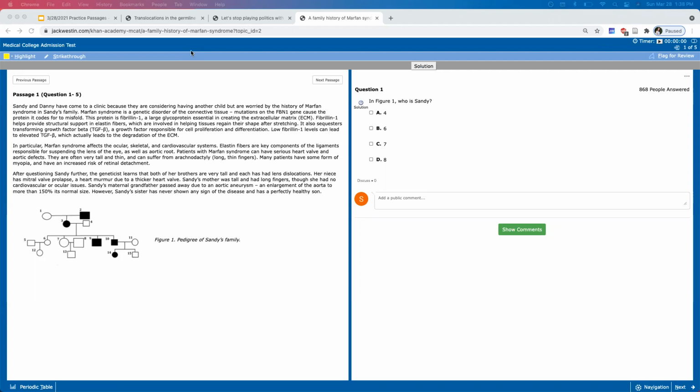Okay, great. So how did you guys find this passage? So this was just a basic pedigree, and they described some of the symptoms and how to tell. Does anyone have questions on the passage itself? Okay, if not, in figure 1, how can we tell who is Sandy? What do you guys think?